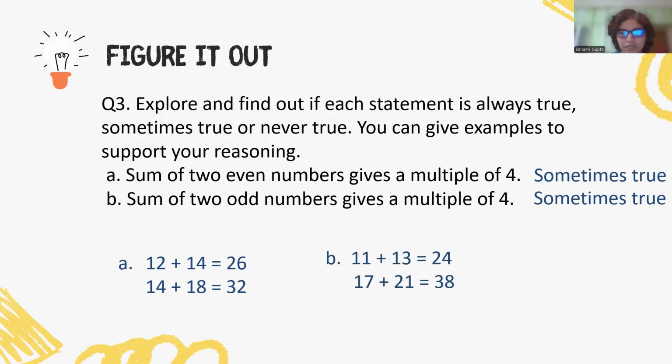Similarly, when we add two odd numbers, 11 plus 13, we get 24, which is a multiple of 4. 17 plus 21 is equal to 38, which is not a multiple of 4. So this is also sometimes true.